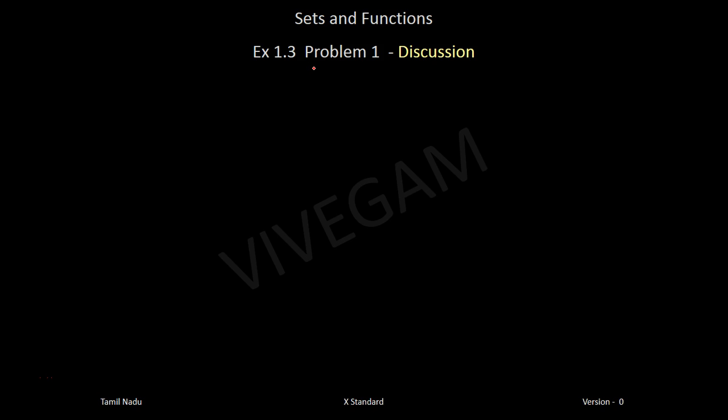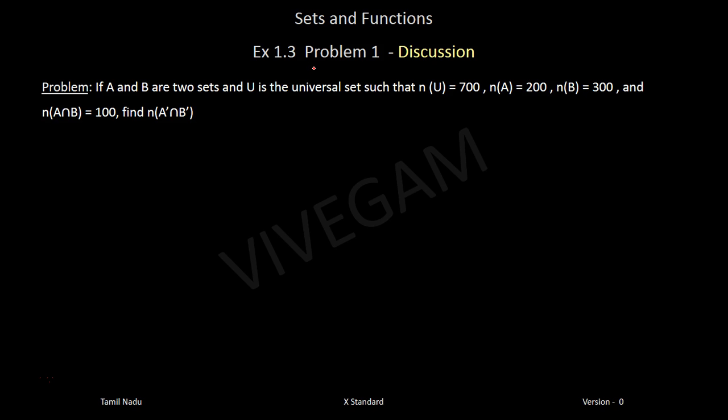Exercise 1.3 problem 1 discussion. If A and B are two sets and U is a universal set such that n of U equal to 700, n of A equal to 200, n of B equal to 300 and n of A intersection B equal to 100, find n of A complement intersection B complement. So this is what we are asked to find, and we are given n of U, n of A, n of B and n of A intersection B.